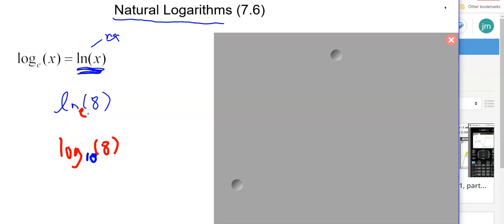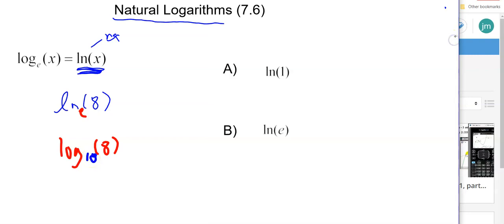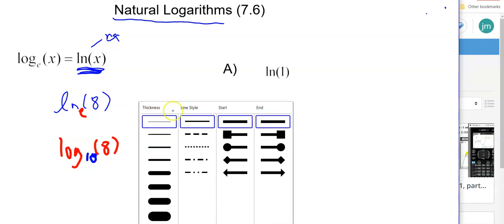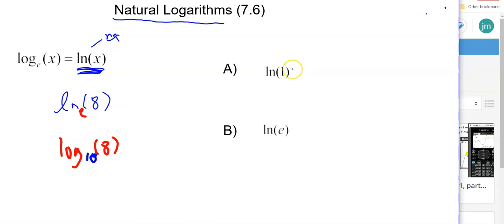Calculators used to only be able to handle base e, natural logs, or base 10, regular or common logarithms. Okay, so you can actually solve problems, and the same properties and everything else apply to these kinds of problems. So let's look at this problem.